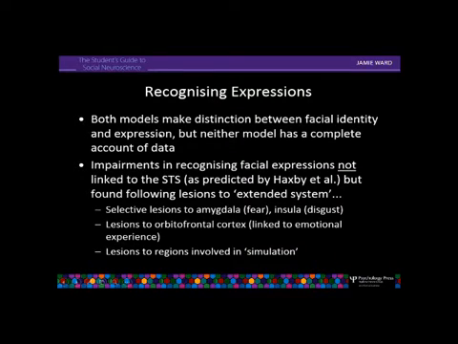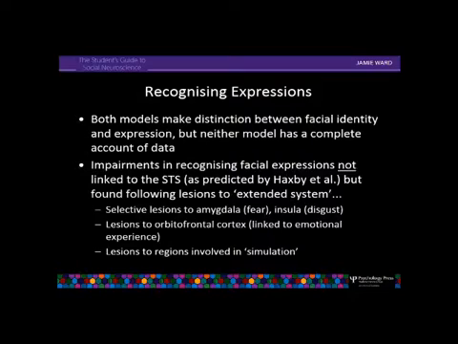As it turns out, neither of these models fully accounts for the data on how we process facial expressions. If you damage parts of the brain, which parts affect your ability to recognize facial expressions but not who the person is? The kinds of regions you get out are your core regions of the emotional brain, such as the amygdala and the insula, as discussed last time. So it seems to suggest that these are the main regions involved in recognizing emotions, which Haxby et al.